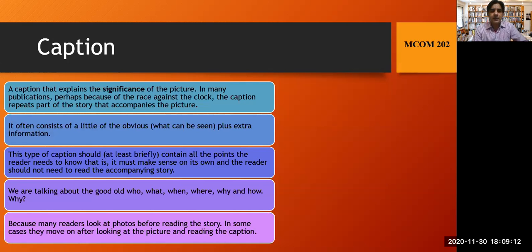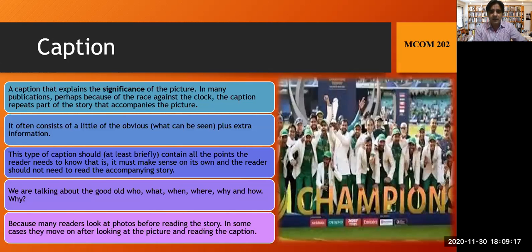A caption that explains the significance of the picture. In many publications, perhaps because of the race against the clock, the caption repeats part of the story that accompanies the picture. So most of the detail is already available in the story, but it repeats in the caption. It often consists of a title of the obvious plus extra information. This type of caption should contain all the points the reader needs to know. That is, it must make sense on its own, and the reader should not need to read the accompanying story. So usually the caption gives the whole story.